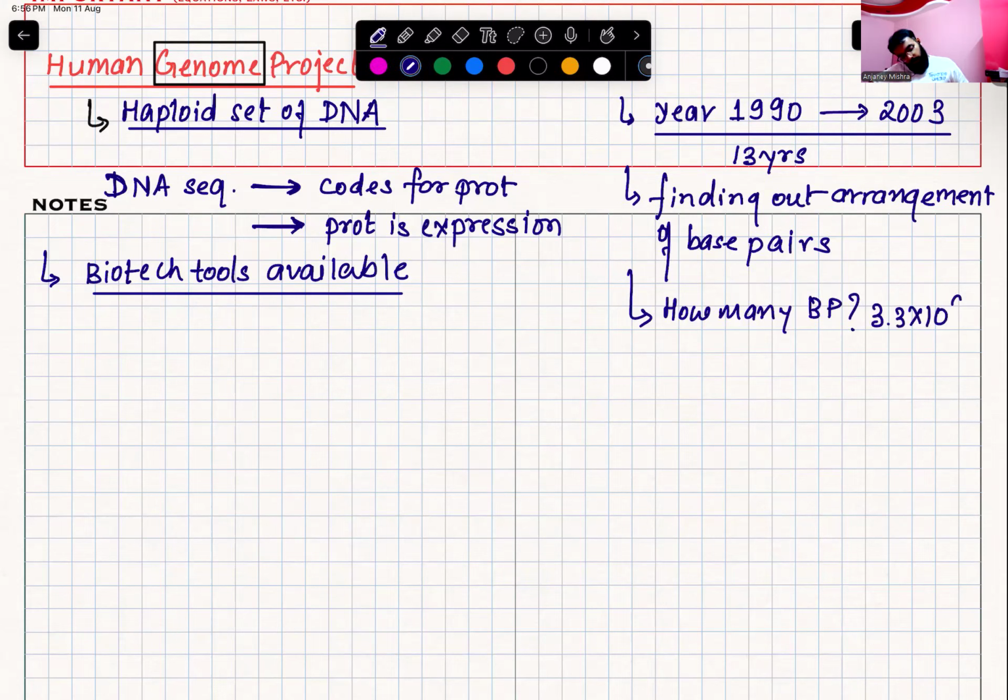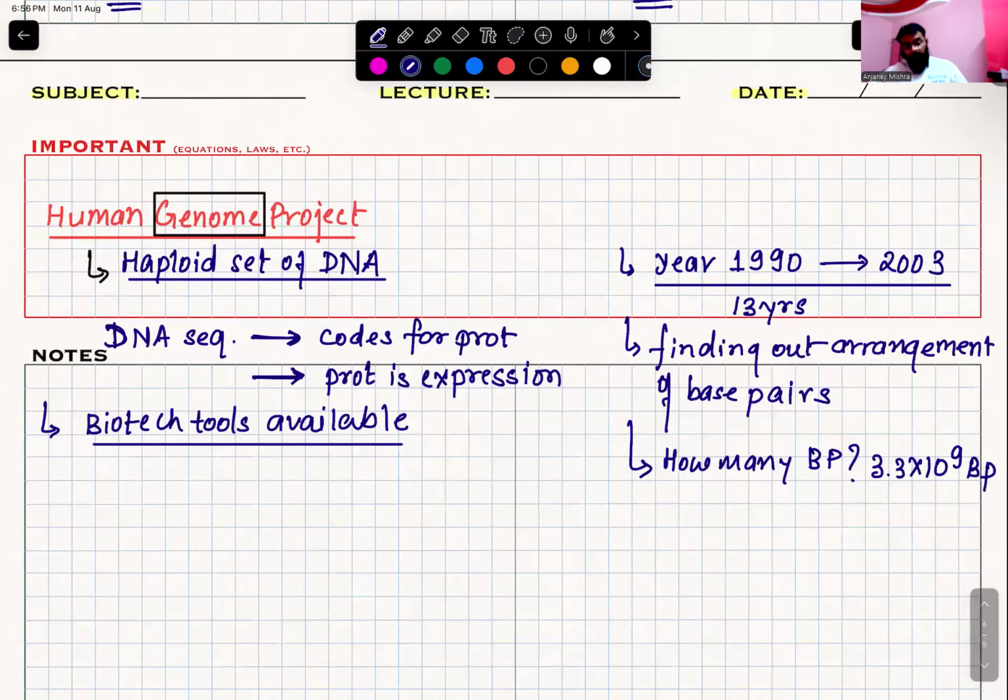3.3 into 10 to the power 9 base pairs. This is how many base pairs you have to sequence. No, we are doing the genome sequencing. The genome is half. Okay, fine. And 1990 to 2003 is the whole project, but chromosome 1 was so big that the sequence happened till 2006. Clear?